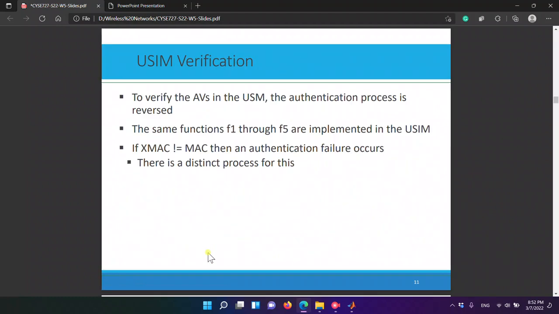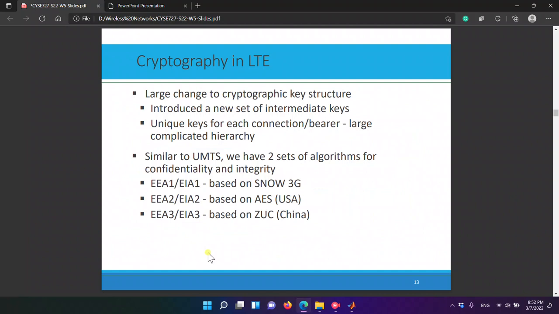Cryptography in the LTE, I forgot, this is the Long Term Evolution. Large change to cryptographic key structure introduced a new set of intermediate keys. Unique keys for each connection bearer, large complicated hierarchy. And similar to UMTS, we have two sets of algorithms for confidentiality and integrity. I guess this one is for confidentiality, AES. This is the algorithm, the block cipher.